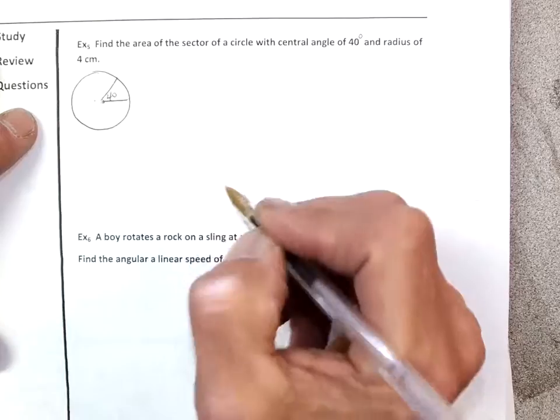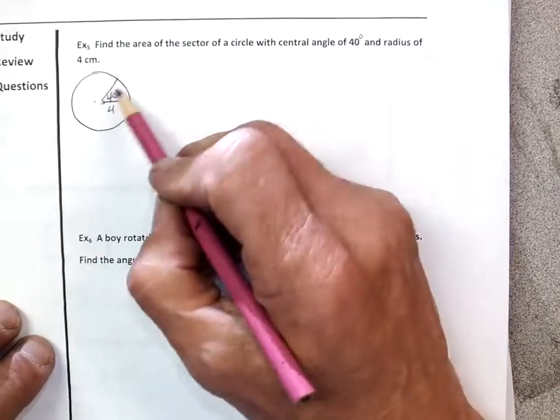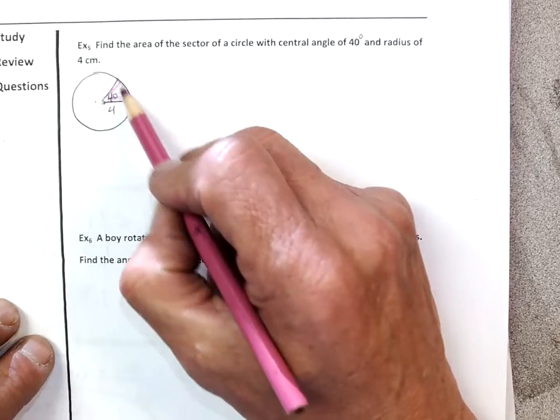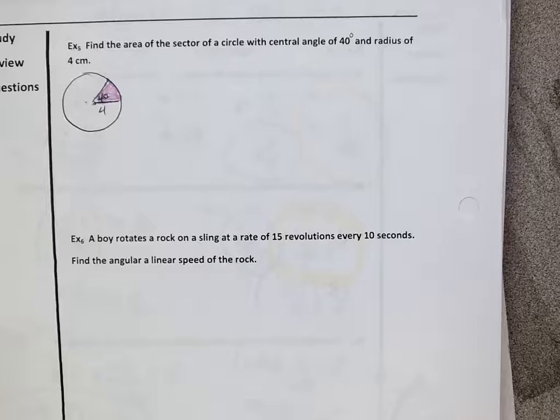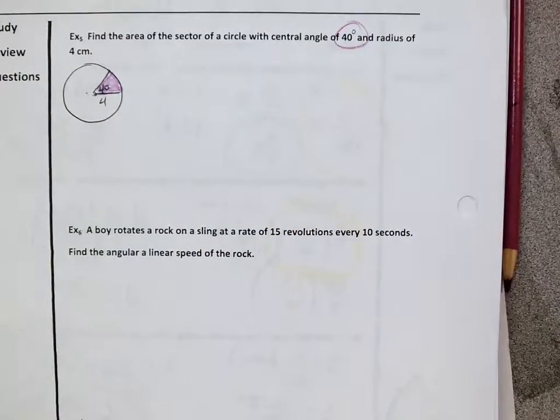40 degrees, radius is 4. And what I want is the area. So I want the pizza. I want to eat the whole slice of pizza. I need the area of that, right? So what do I do? Well, I've got two formulas, right?